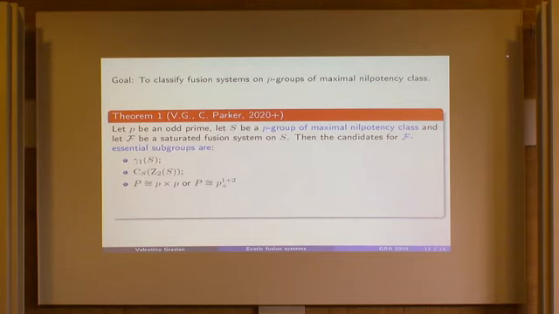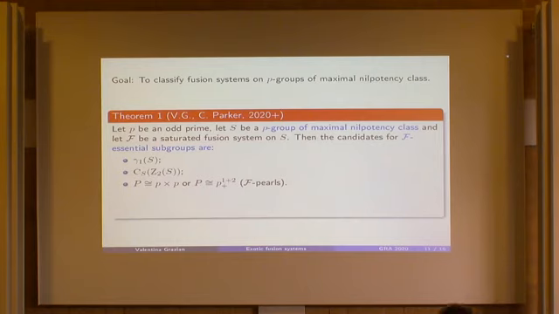And here it is. So if p is an odd prime, S is a p-group of maximal nilpotency class, and F is a saturated fusion system, then the candidates for essentials are the group gamma 1 of S, the centralizer in S of the second center, or some small groups: a direct product of a cyclic group of order p with a cyclic group of order p, or an extra special group of order p to the 3 and exponent p. And these are the groups that I call pearls. That's it. So these are the essentials that we saw in the Sylow of G27.